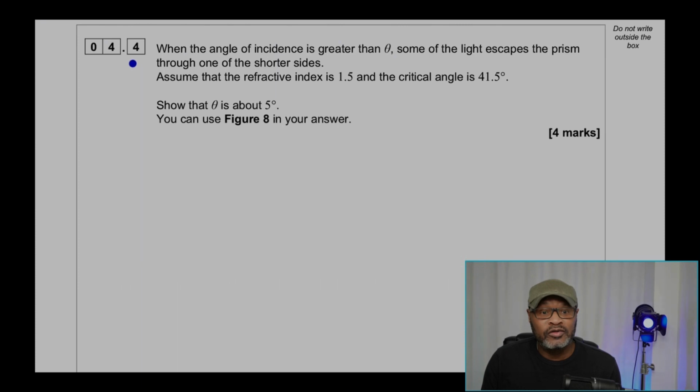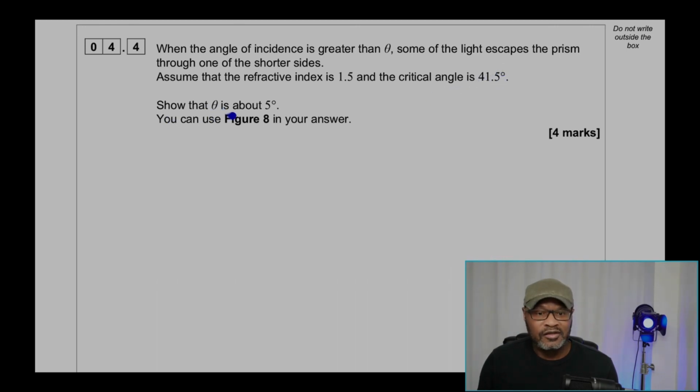Question 4.4. When the angle of incidence is greater than theta, some of the light escapes the prism through one of the shorter sides. Assume that the refractive index is 1.5 and the critical angle is 41.5 degrees.